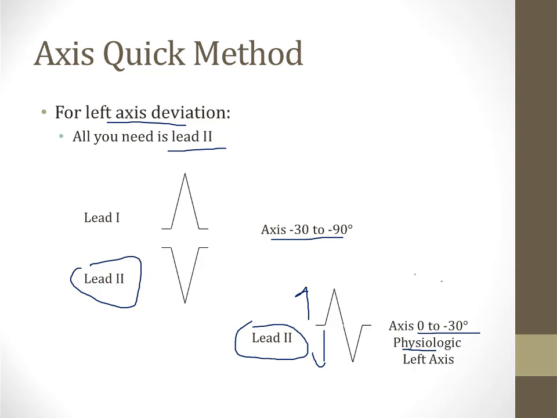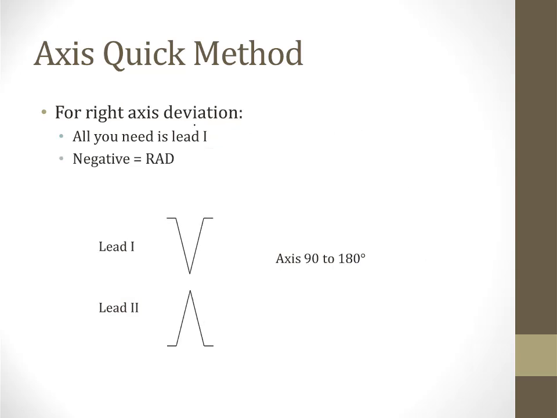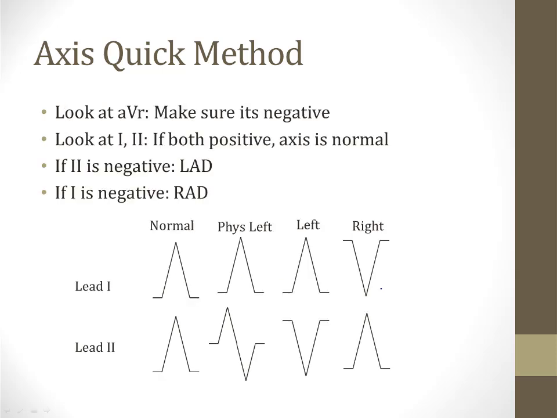To determine whether you have a right axis deviation, all you need is lead 1. If the QRS complex is negative in lead 1, like I've shown here, then you have a right axis deviation, which is between 90 and 180 degrees. So here's a summary of the quick method, which is what most cardiologists I know use in actual practice.